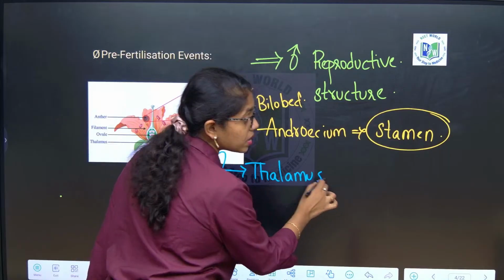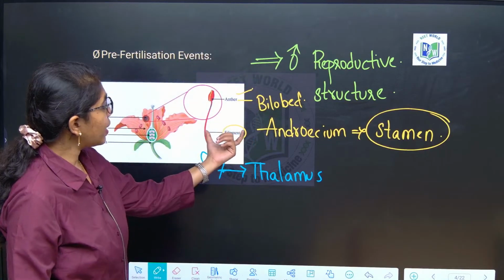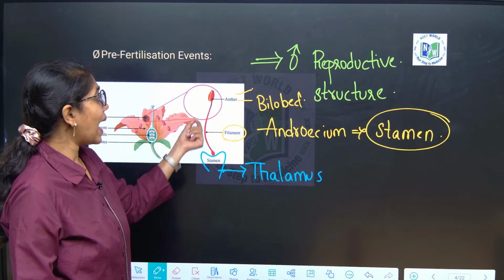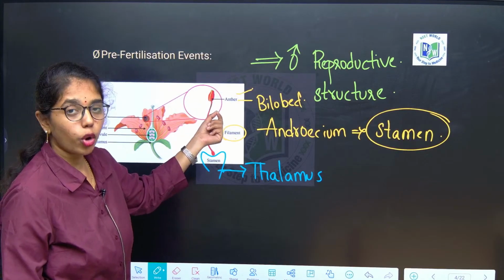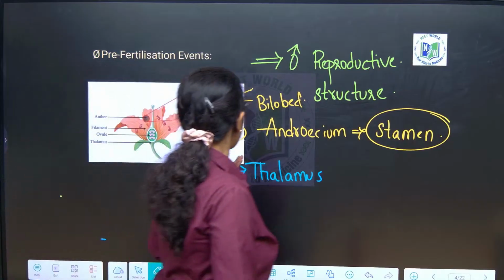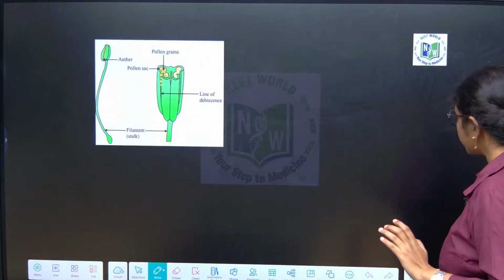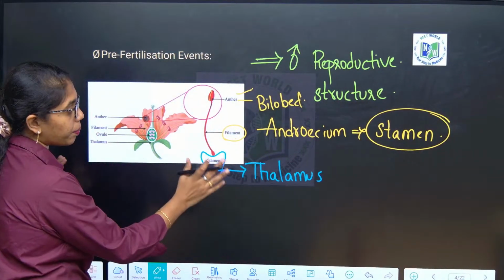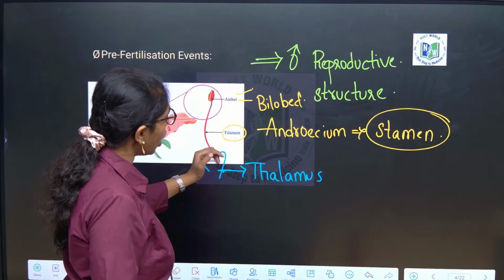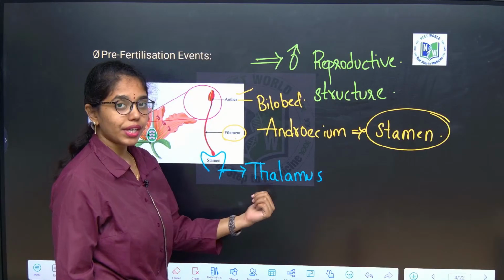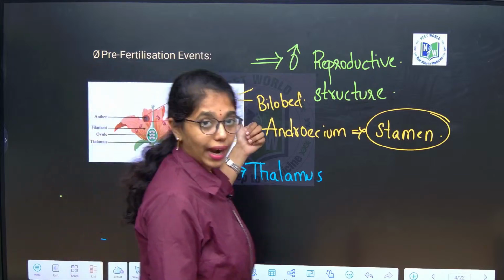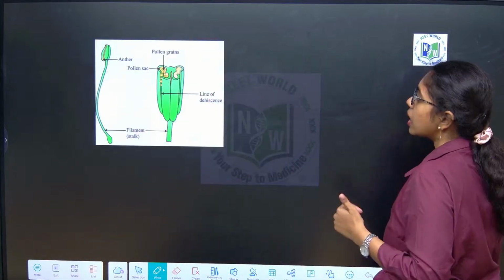So, remember this term which is important: filament, whose proximal end is attached to the thalamus and the distal end has a bilobed anther. Clear, right? So now, this is about the male reproductive structure, having a long stalk, and the proximal end is attached to the thalamus and the distal end is attached to an anther which is bilobed.